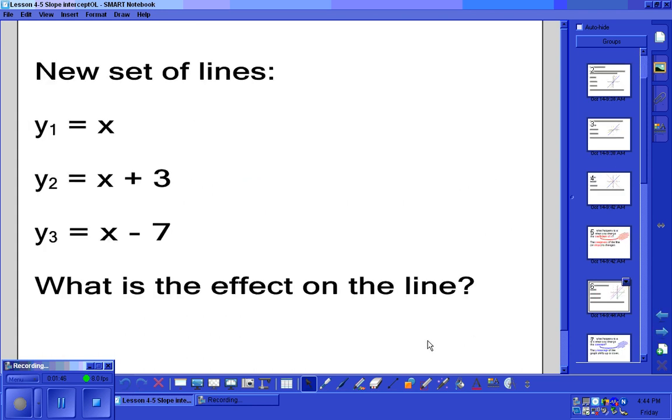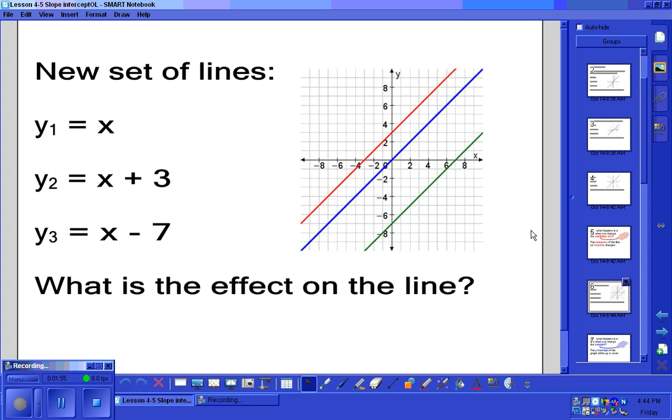All right, last set of lines. On your graphing calculator, pause the video, go ahead and graph these three lines. All right, here's what you should have. You'll notice this time the slope doesn't change. They all have the same steepness.